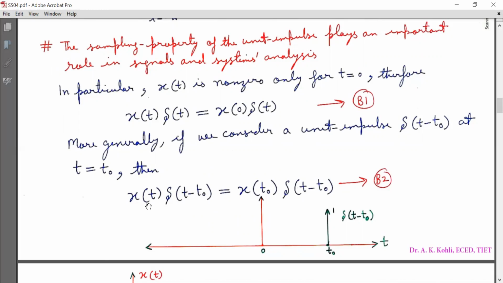Therefore, if I multiply x(t) with delta(t minus t naught), now this impulse is a delayed impulse and it is defined at t equal to t naught. So the multiplication will lead to x(t naught) delta(t minus t naught), because delta(t minus t naught) is 1 only at t equal to t naught. So only that value of x(t) will be multiplied with delta(t minus t naught), and that is x(t naught). Mark it as equation B2.